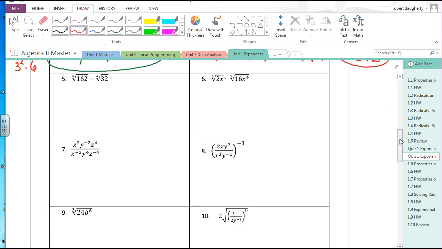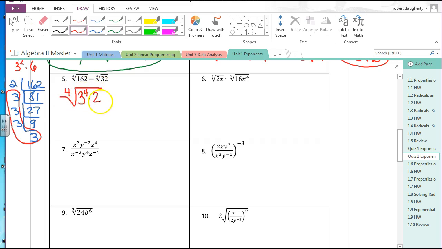Number 5, 4th root of 162 minus the 4th root of 32. Well, I have to have these being like if I'm going to have any hope of combining them. So 162, I look at it and I can tell it's an even number. Divide it by 2 and you get 81. And then this starts to feel familiar. That's divisible by 3, divisible by 3 again, and divisible by 3 again. Because these are 4th roots, is there anything in this list 4 times? Yes, I see 4 3s. So this is the 4th root of 3 to the 4th times 2.